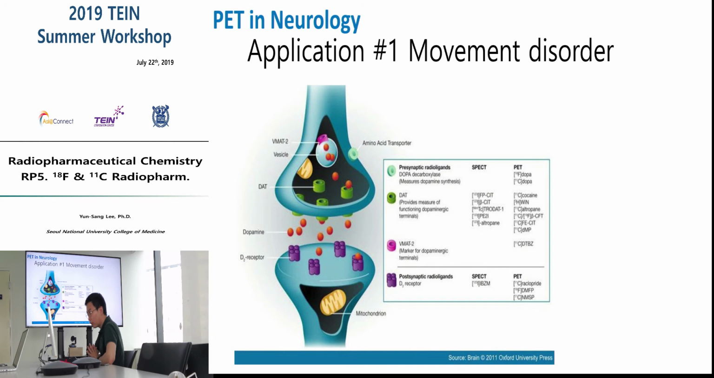And the third part is about PET in neurology, and there are several parts we can use. Although I think it's not here, we can also use FDG PET for epilepsy imaging. The most widely used is for imaging movement disorders, and we are now focused on imaging the dopamine transporter using FP-CIT PET imaging.